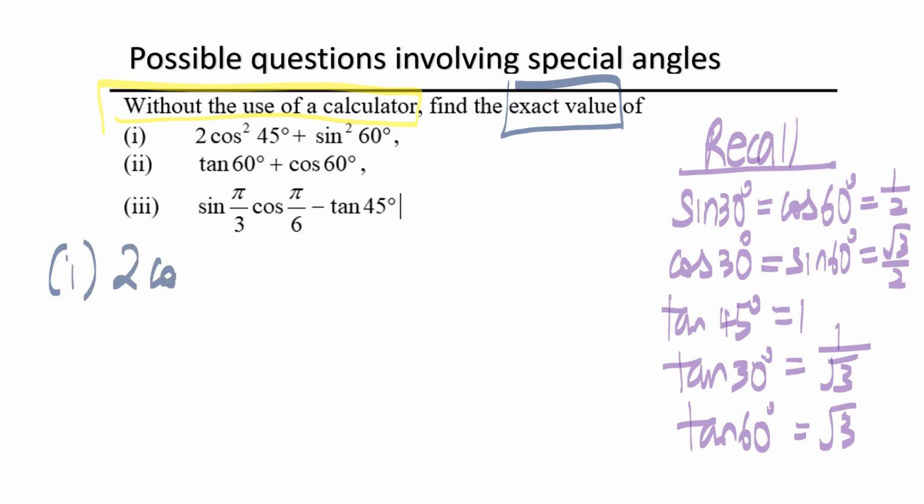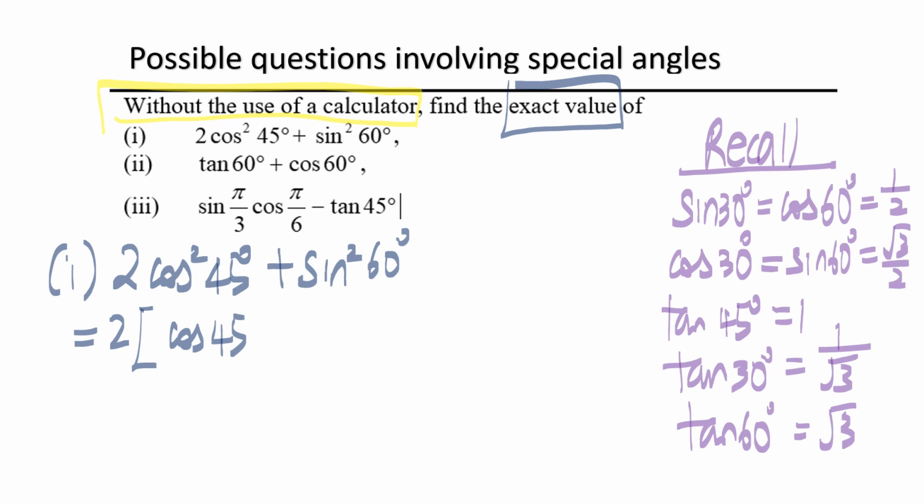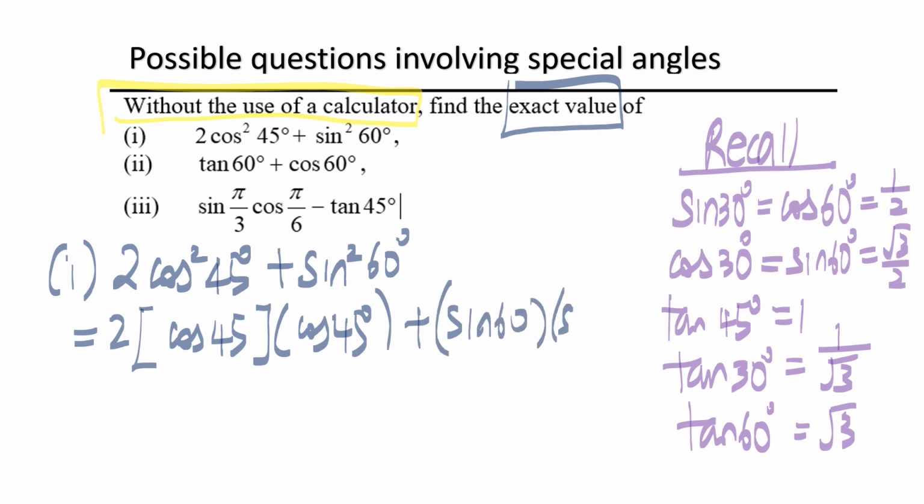So 2 cosine squared 45 degrees plus sine squared 60. Alright, what does cosine squared 45 mean? It means cosine 45 multiplied with another cosine 45. Then sine squared 60 means sine 60 multiplied with another sine 60. This is what it means.